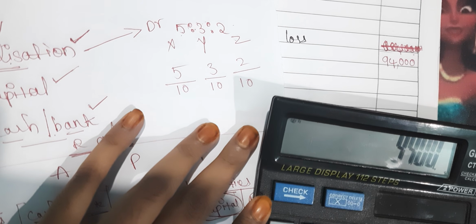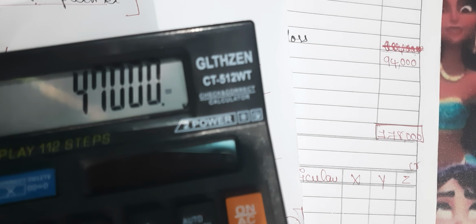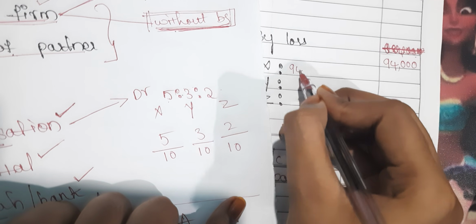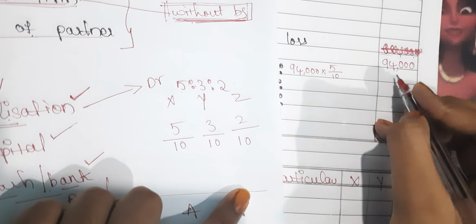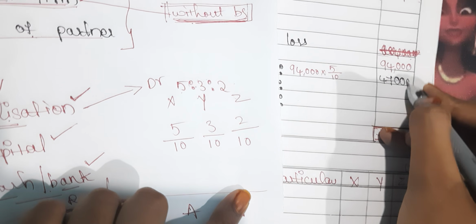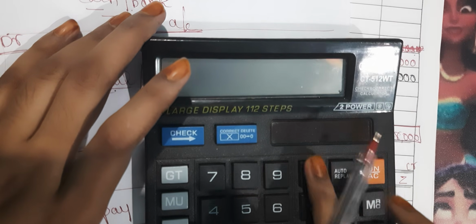So what we need to do? 94,000 into 5 divided by 10. How much is it? It is 47,000. Are you able to see it? So here we write 94 into 5 by 10. How much amount did you get? You got 47,000. Now in the same way, 94 into 3 divided by 10.